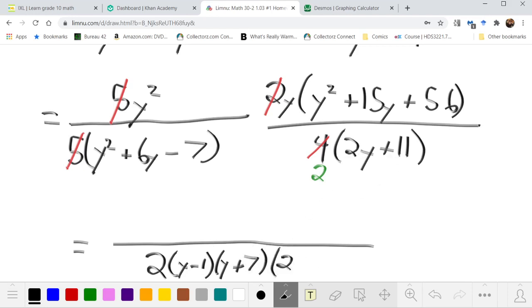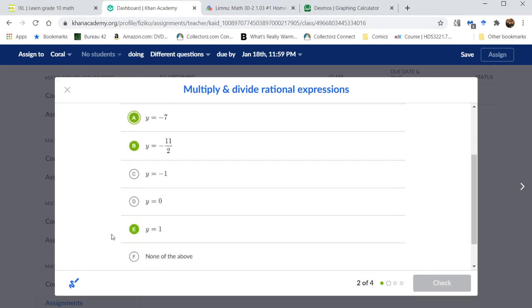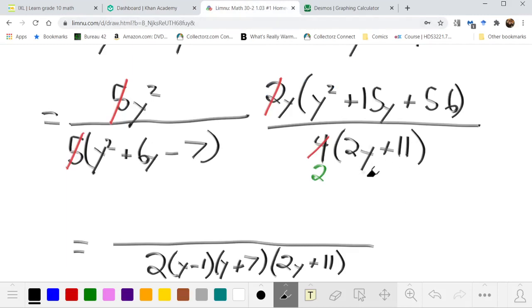And here we have a 2y plus 11. So this does mean that 1, negative 7, and negative 11 over 2 are all non-permissible values. So we can add our negative 7. So we have these 3 non-permissible values already. We just need to complete our simplifications.